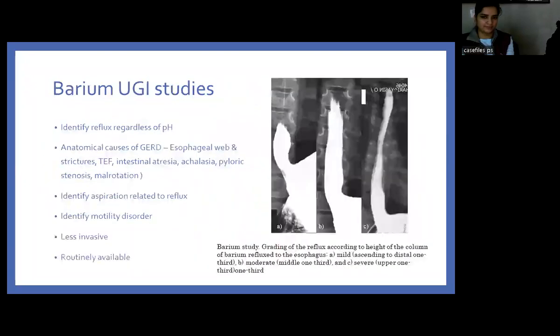Coming to the next modality, that includes the barium upper GI studies. It identifies the reflux regardless of its pH, mostly used for anatomical causes of GERD, such as esophageal web, stricture, TEF, intestinal atresia, achalasia, pyloric stenosis, and malnutrition. All these features can be identified. It can also identify the aspiration which is related to the reflux.